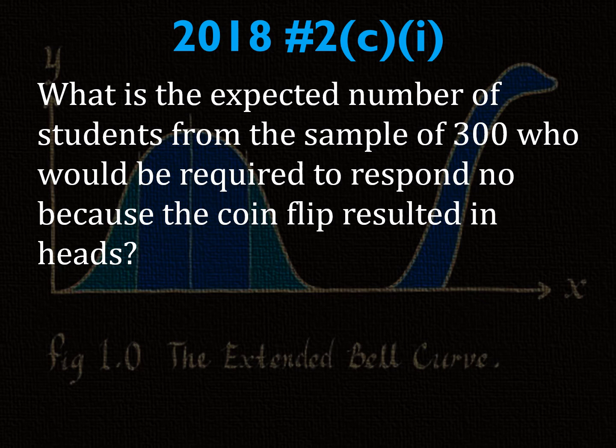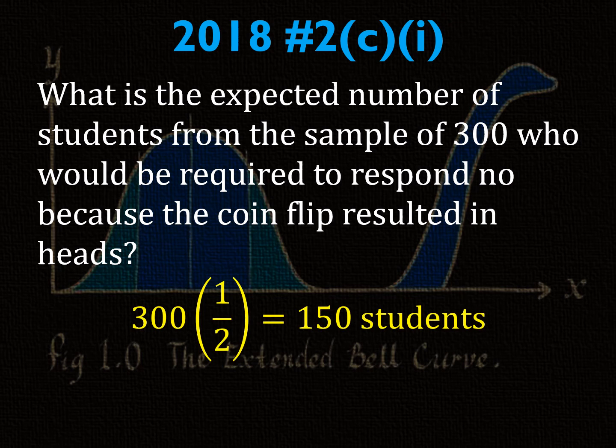Part 1. What is the expected number of students from the sample of 300 who would be required to respond no because the coin flip resulted in heads? This is as easy as it seems. Don't get fooled. Basically, you expect half the students to get heads. So 300 times a half is 150 students. Nothing more complicated than that.